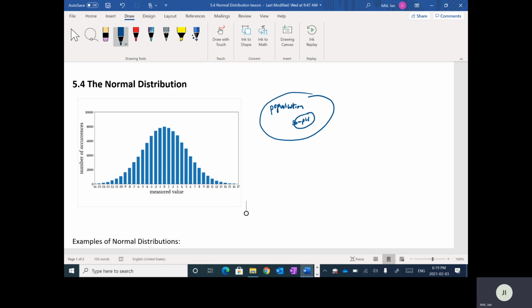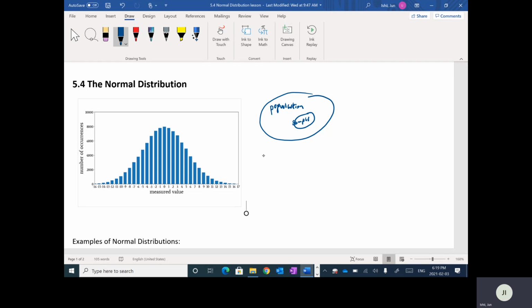A distribution is basically when we take a count and tally it up, and this is a special type of distribution called a normal distribution. You can see it's kind of like a bell curve, where right in the middle is the most people, or most things. This in the middle is what we call the mean.